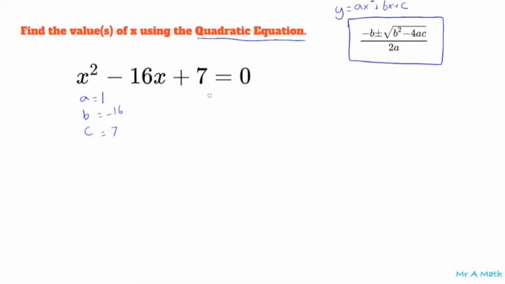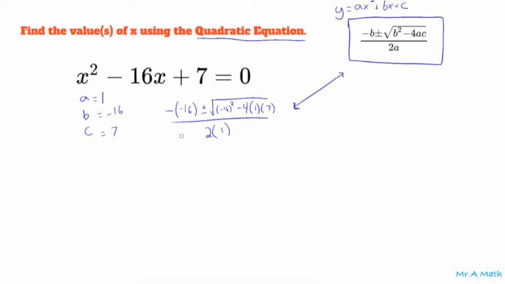So I can go ahead and plug this into my equation now. It's the opposite of b, which is going to be the opposite of negative 16, plus or minus the square root of b squared, which is negative 16 squared, minus 4 times a, which is 1, times c, which is 7, all over 2 times my a, which in this case is just 1. And again, if you're wondering where I got this equation from, my quadratic equation is up here in the top right. And now we just have to use some algebra to simplify this down.